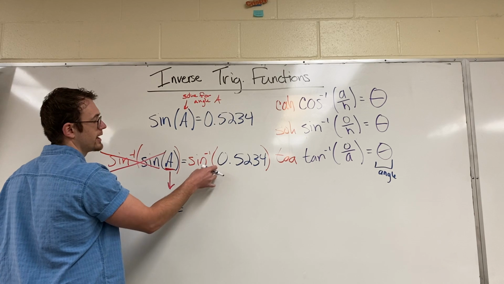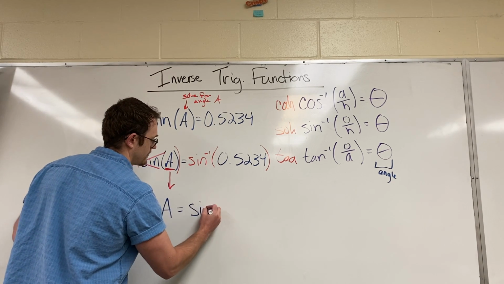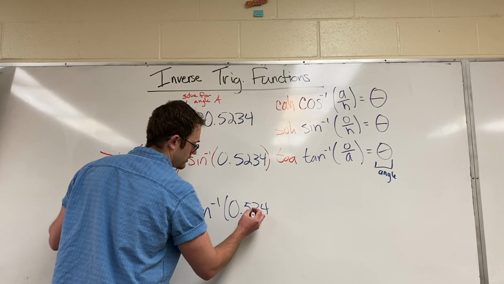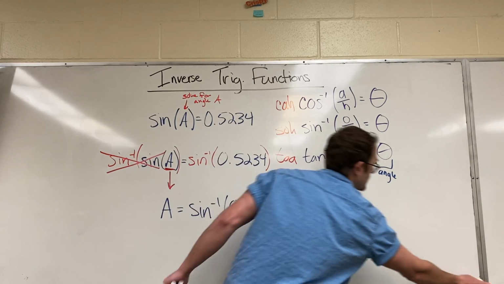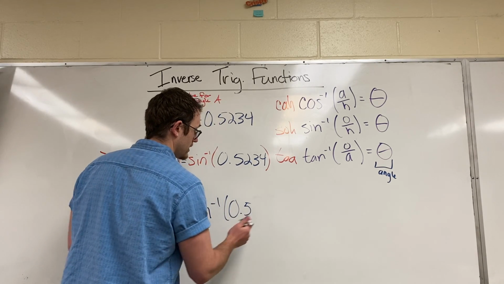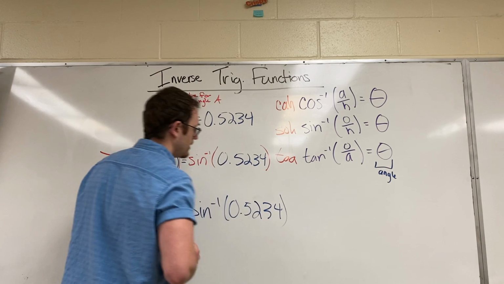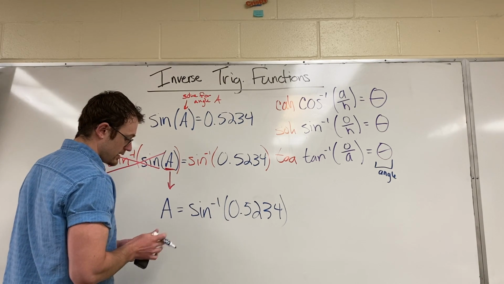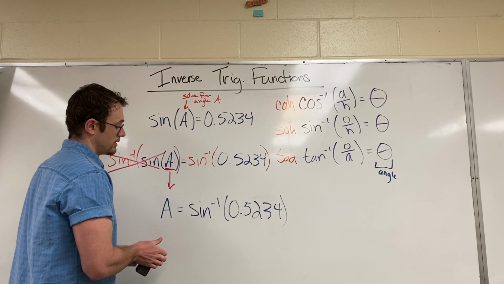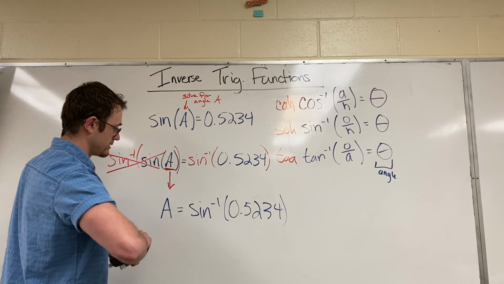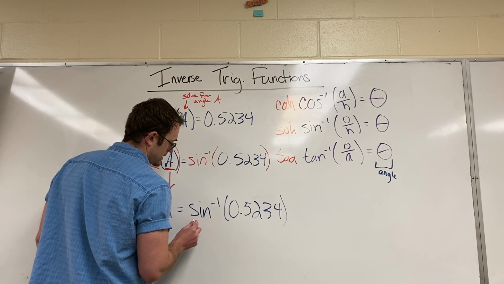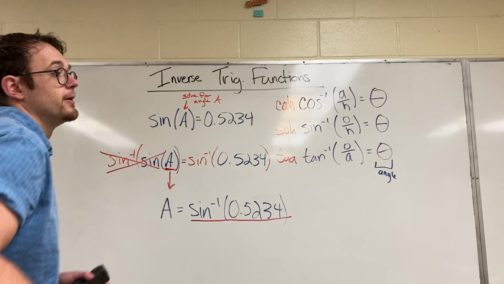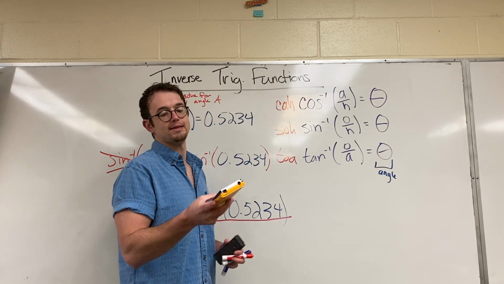This doesn't cancel out because I don't have sine over here. So I just have sine inverse of 0.5234. Well, I've solved for A, but I don't like this. But this I can type into your calculator, and this is why a calculator is required. You are going to type this exact thing in your calculator. Remember, you have to make sure that the mode is in degrees, not radians, has to be in degrees.